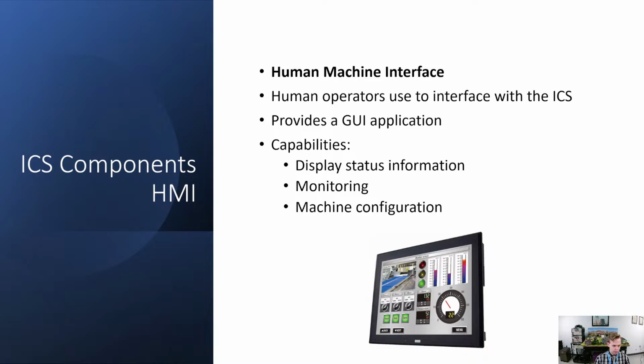Moving forward, we need a way to interact with all of our IT, all of our OT, all the PLCs, and everything else that go into these systems. And we can do that through a device called an HMI, or a human-machine interface. This is what the human operators would use to interface with the entire ICS. So these HMIs, especially the newer ones, usually provide some type of GUI application that the user can interact with and see the status of the system.